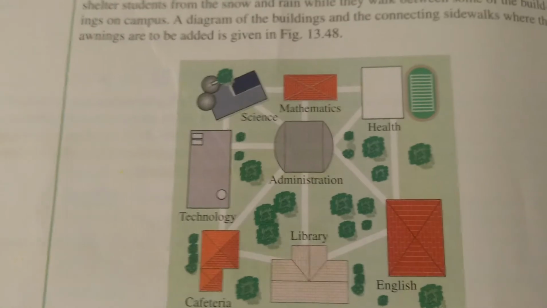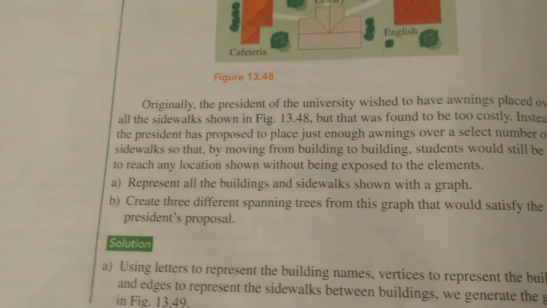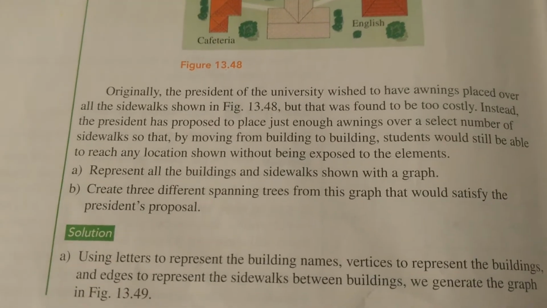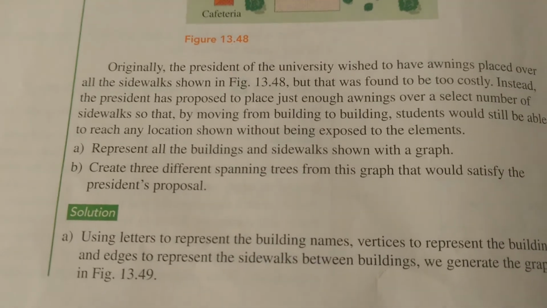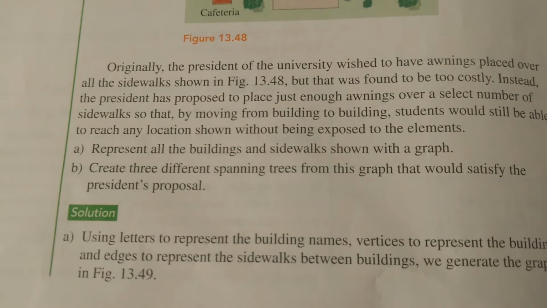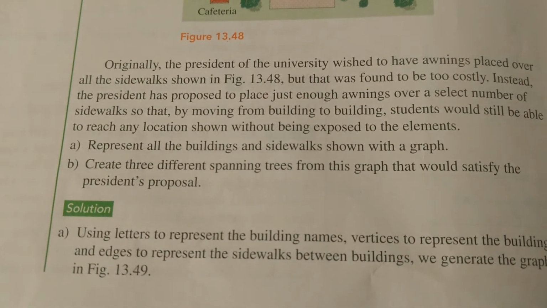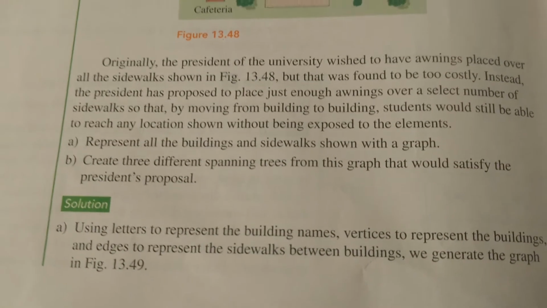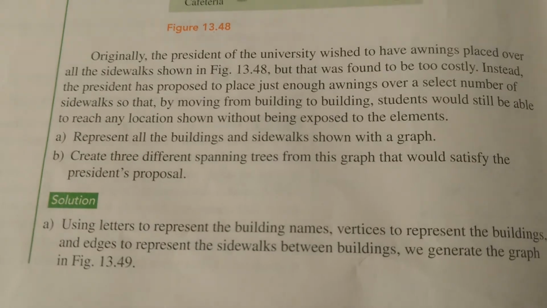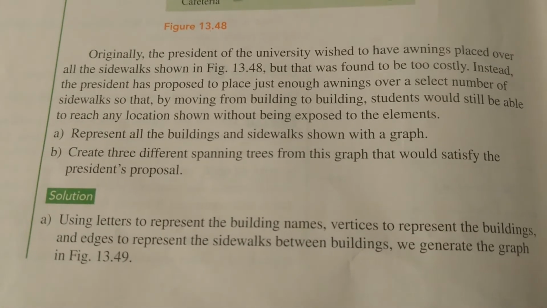Okay? All right, so what happens here is this. It says, originally, the president of the university wished to have awnings placed over all the sidewalks shown in figure 13.48. But that was found to be too costly. Instead, the president has proposed to place just enough awning over a selected number of sidewalks so that by moving from building to building, students would still be able to reach any location shown without being exposed to the elements.